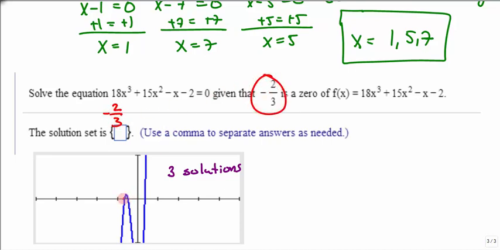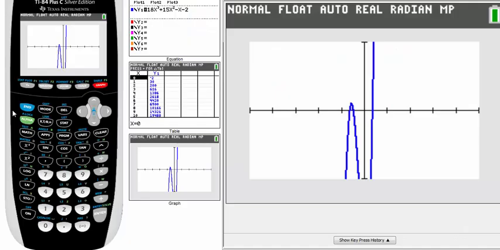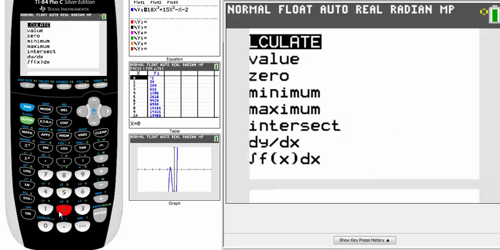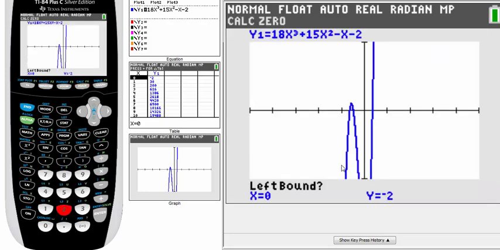Now I think this is the -2/3. I could be wrong, it depends on my scale, but then I'll have some other negative number, and then I'll have this positive value. And you can actually go into your calculator and find those points of intersection. I think on your calculator you would go to second calc and you would go to 0, because you want to find out where it crosses the x-axis at 0.